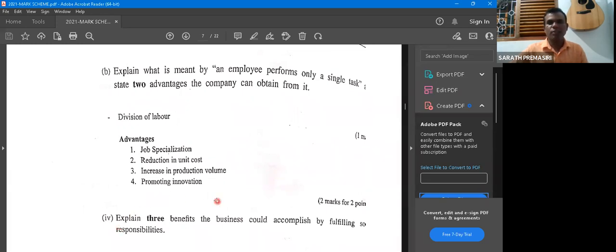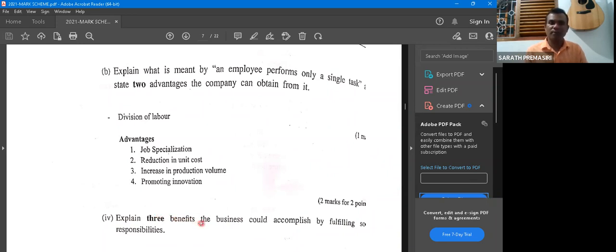Yes. Now look at the next part. Explain 3 benefits the business could accomplish by fulfilling social responsibility. You know that we are having the 3rd lesson. That is social responsibility of business. Sorry, 2nd lesson. Social responsibility of business and business ethics.